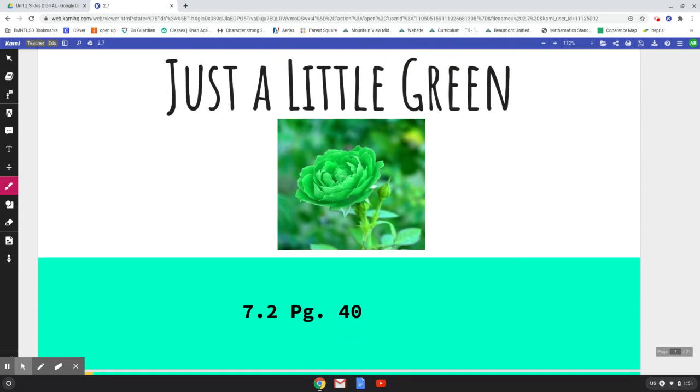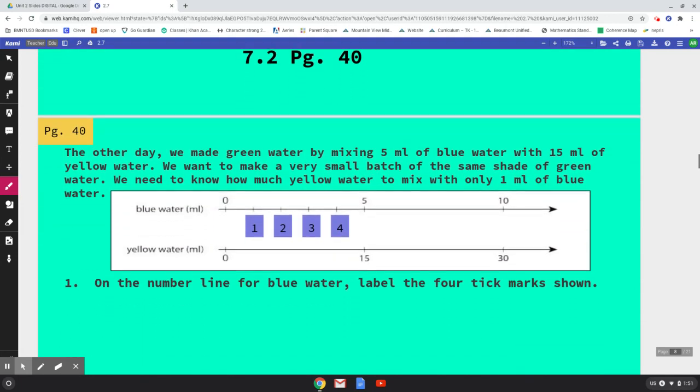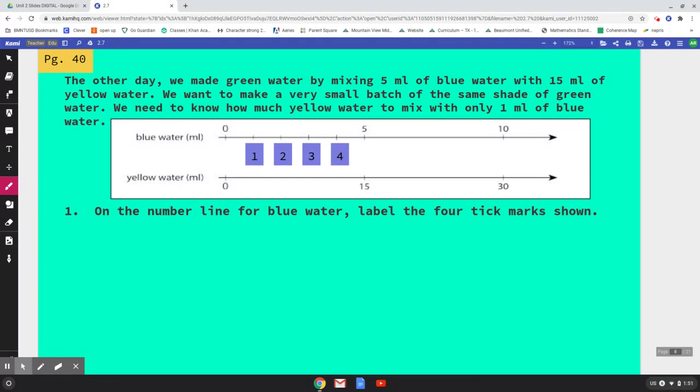So you're in your book right now and you're on page 40. So it says the other day, we didn't really make this green recipe because we weren't in class, but there's a mixture of blue water and yellow water. And it says we want to make a small batch of the same shade of green water. We need to know how much yellow water to mix with only 1 milliliter of blue water. So number 1 says, on the number line for blue water, label the 4 tick marks. So I already did that. 1, 2, 3, 4. So on page 40, number 1, you're writing the numbers 1, 2, 3, and 4 where you see them on mine.